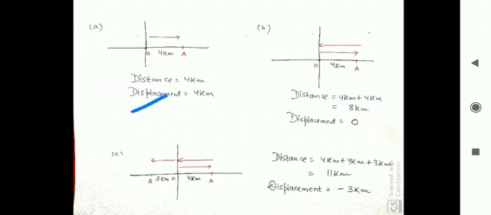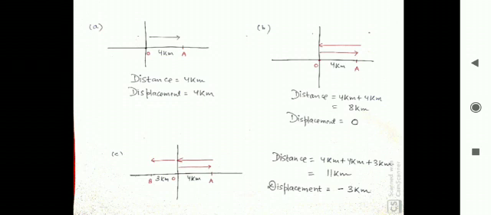Now come to example number B. See what condition is given here. Let me explain the meaning of this graph first. Again, the body or a person starts his journey from point O and moves to point A. In the movement from O to A, he has covered 4 kilometer distance. Now after A, the journey is not completed.